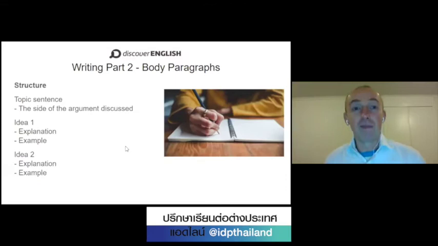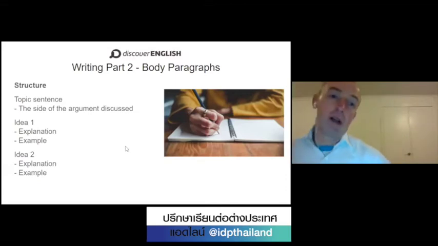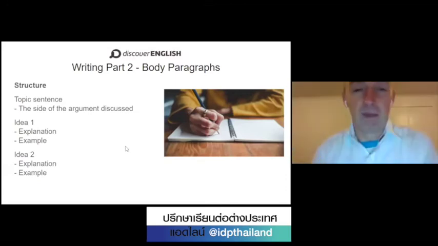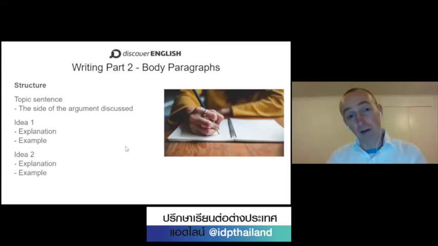Now let's look at the next part of the writing, part 2, body paragraphs. So we've looked at the introductions for part 2. Now let's look at body paragraphs. With a body paragraph, the most common way to structure them is with a topic sentence, which tells the reader which side of the argument you are about to discuss.